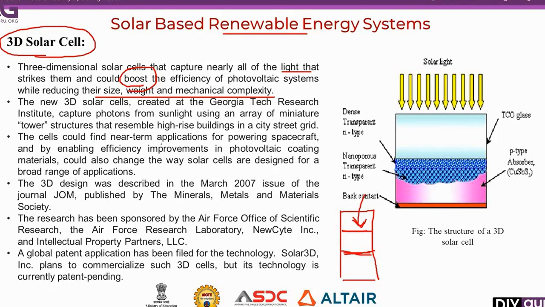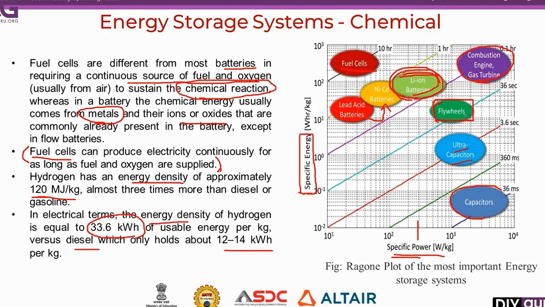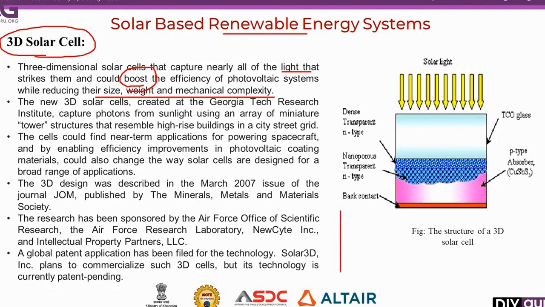Mainly these type of cells find their uses in this, which is more complicated. 3D boost, you see, it will be in the form of a tower-like structure where solar panels are arranged in such a way that most of the light is falling on them, so that the efficiency may get increased. Mainly these type of cells find their applications in powering spacecraft.